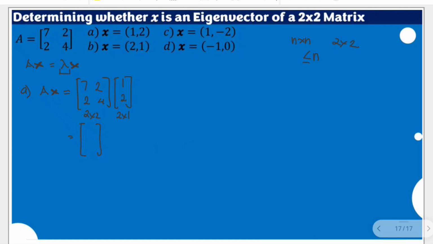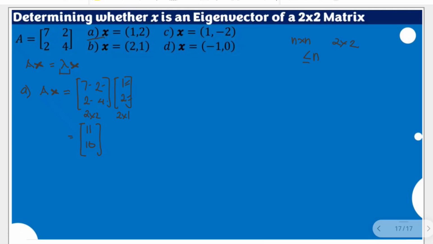So let's do it in this process. 7 times 1 is 7. 2 times 2 is 4. 7 and 4, you will have here 11. Next, 2 times 1 is 2. 4 times 2 is actually 8. 2 plus 8, you will have here 10. This is the result of the product of your matrix A multiplied with the vector in A.